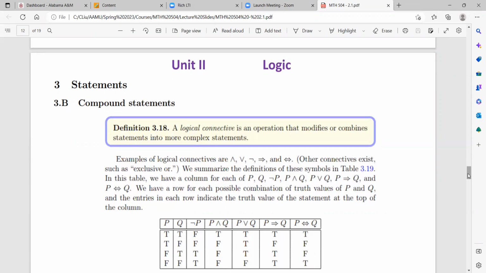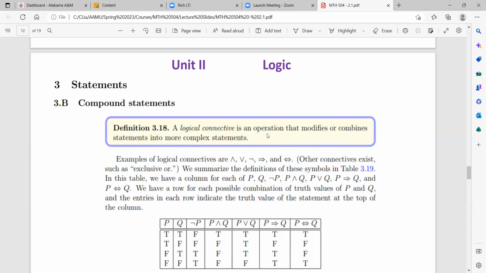Okay. So we have talked about several types of compound statements. We can define the compound statements in a general sense, just combine all those compound statements and use some generous language or definition. So the definition 3.18 is a logic connective. A logic connective is an operation that modifies or combines statements into more complex statements.